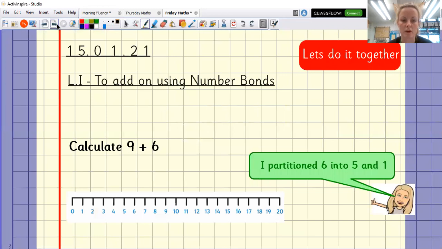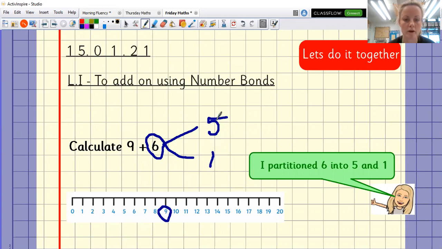Okay, so we're going to do this one. We're going to calculate 9 plus 6. Now I had an idea to partition 6. The way I thought I would partition 6 is into 5 and 1. So what I'm first going to do is circle the number 9 because that's the number I'm starting at. Then I've partitioned into 1 and 5. So I'm going to do plus 1, and then I'm going to do plus 5.